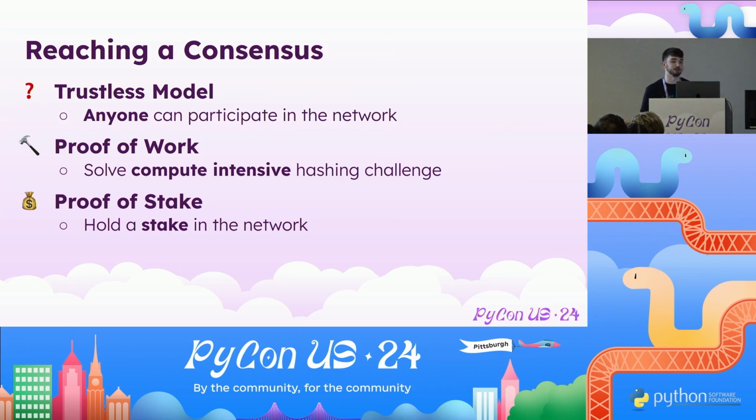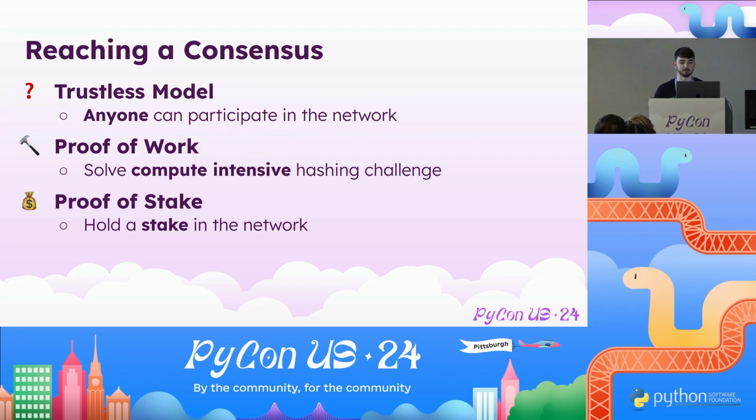Anyone can participate in the network. So if I want to participate in some blockchain network, I can run a node on a Raspberry Pi, a phone, depending on the network, it could be anything, and start participating in the network and say that I want to add information to the network, right?